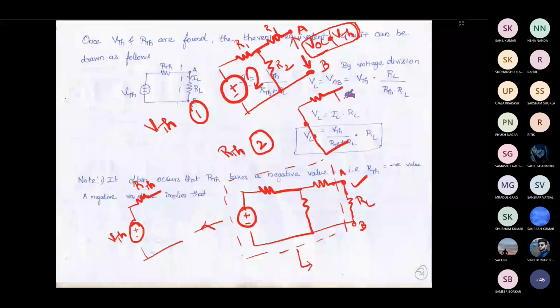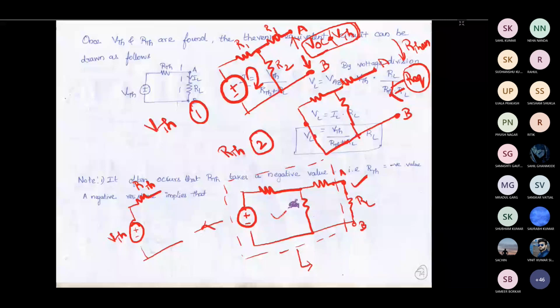Then what do we need to do? Again, we have to find the R equivalent across this terminal. We have removed the load here. Then we find the R equivalent by replacing the sources with their internal resistance. That is called the R equivalent, which is nothing but R Thevenin in Thevenin's theorem. So this is the actual circuit. What do we need to do?